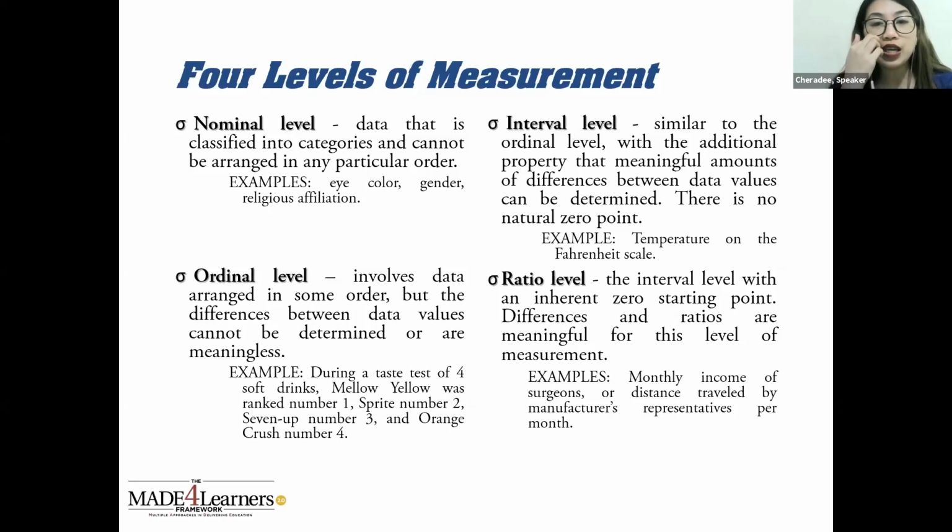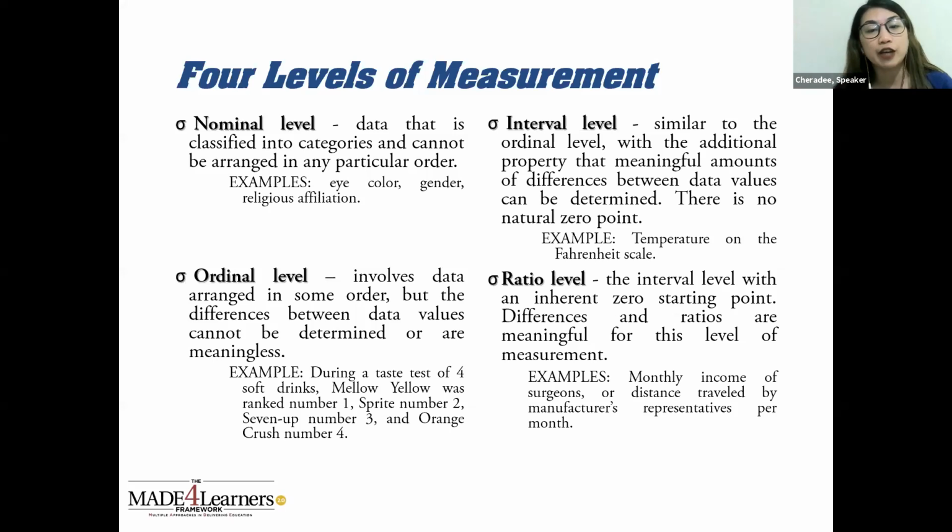Example here: you did a taste test of 4 soft drinks. I'm not so familiar with Mellow Yellow, Sprite. I only know Sprite and 7-Up. So you might put them in categories, like Mellow Yellow ranked number 1, but it doesn't mean that it's better than number 2. They're just placed in order, but the gap is meaningless. Right?